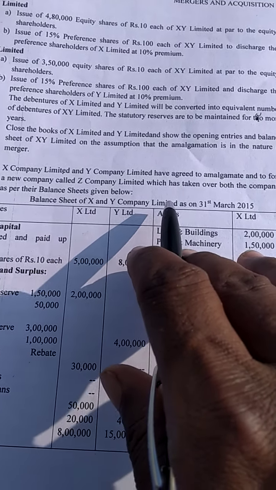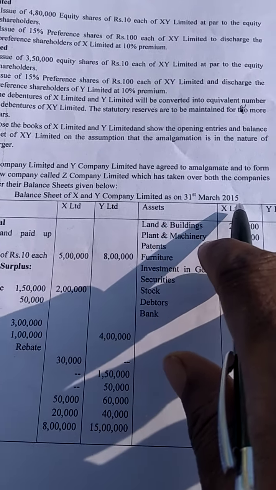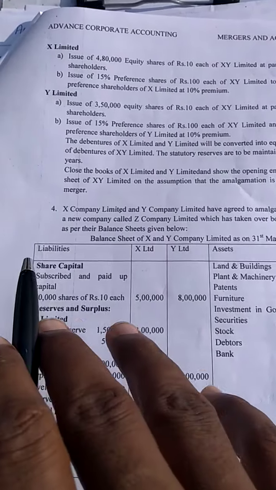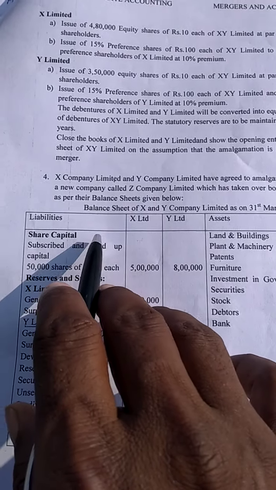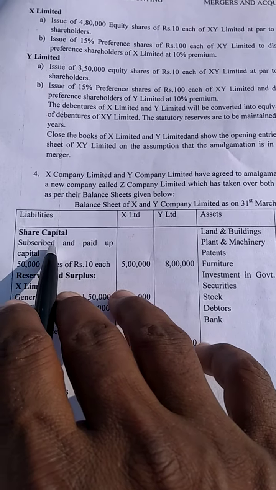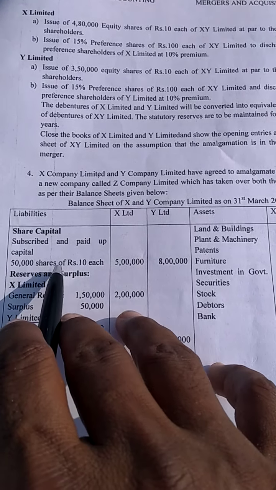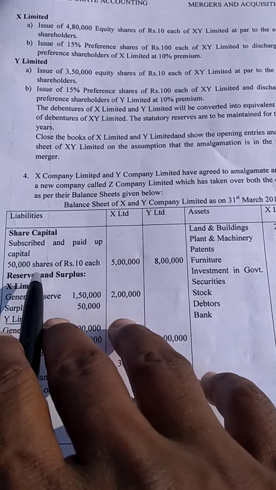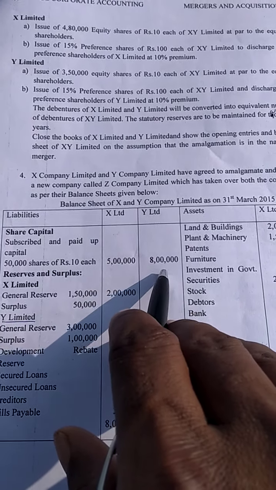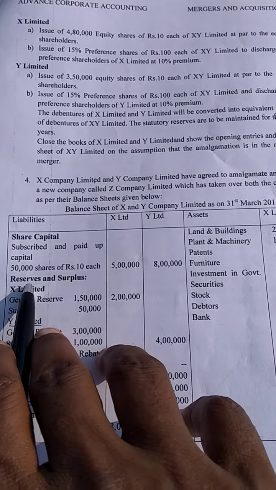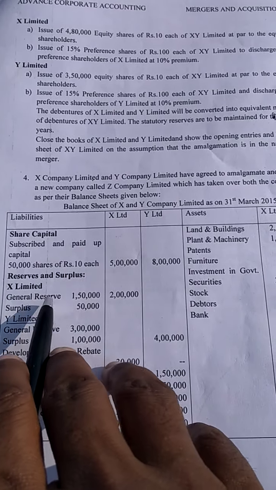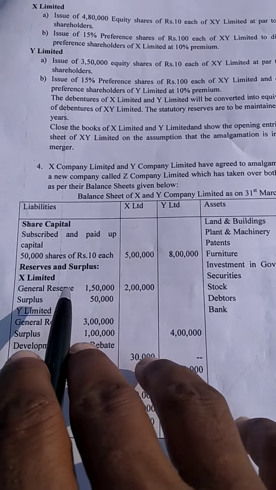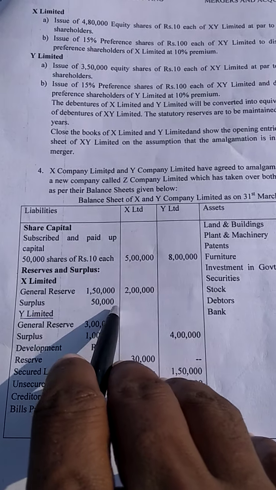Balance sheet of X and Y limited as on 31st March 2015. Look at that liabilities. Share capital, subscribed and paid up capital 50,000 shares of rupees 10 each, that is 5 lakhs. In X limited, that is 80,000 shares of rupees 10 each, that is 8 lakh. Next, reserves and surplus. X limited, general reserve 1,50,000, surplus. Here surplus means profit and loss account.